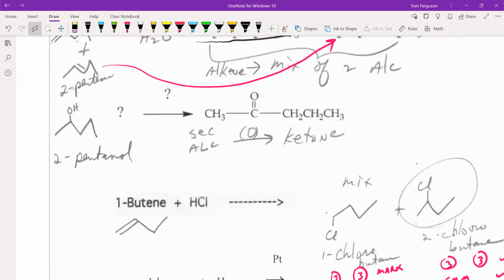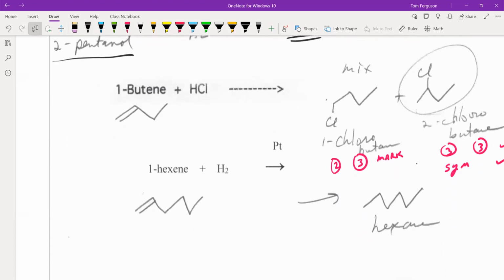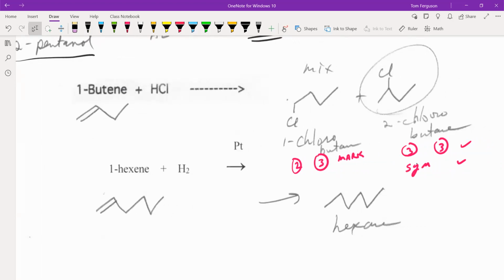Okay, so how do we want to make this? Well, first of all, it is a ketone. Ketones are made from oxidizing secondary alcohols. So we need a 1, 2, 3, 4, 5, a 5 carbon backbone with the secondary alcohol at position number 2. That's what this here is. Now, you guys are not asking any questions at all, so I'm assuming this is flowing okay.